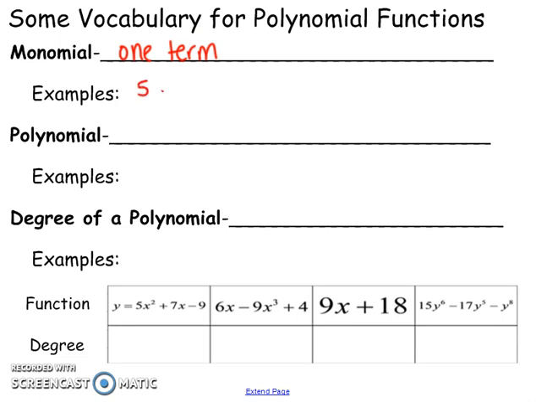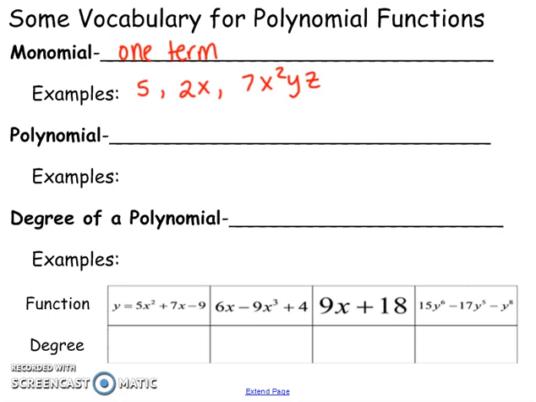There's one term. 2x is also a monomial. So even though there's two separate things, a 2 and an x, they're not attached through addition or subtraction, so they're one term. Okay, and 7x squared yz, okay, that's still a monomial because there's one term there. There's no addition or subtraction.